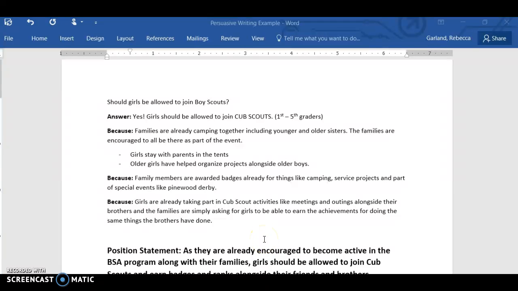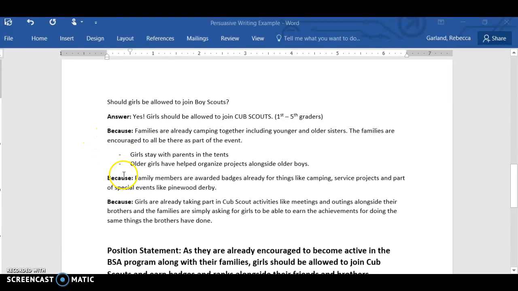All right, guys, the next step in writing a persuasive essay is to develop your supporting paragraphs, or basically tell me why we should all agree with your position statement. So remembering here, my original position was that yes, girls should be allowed to join Cub Scouts. That's my answer. Yes, we should let them into the Cub Scouts.